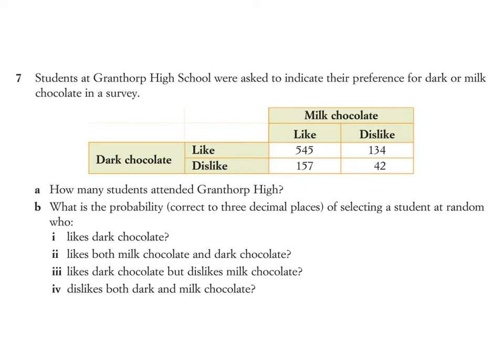It requires us to understand how to use two-way tables. Students at Grenthorpe High School were asked to indicate their preferences for dark or milk chocolate in a survey. Going through the question, you can see people who liked dark chocolate were here, people who dislike are here. People who like milk chocolate are here, and people who dislike milk chocolate, crazy people, are in that group.